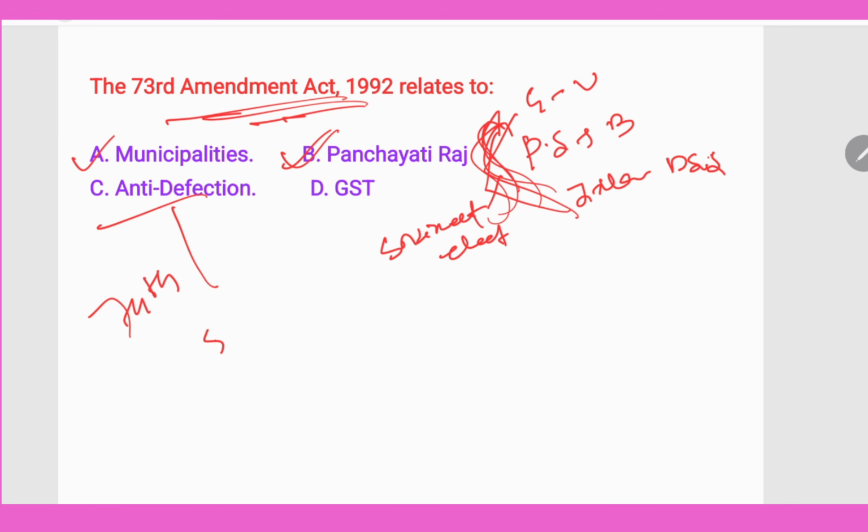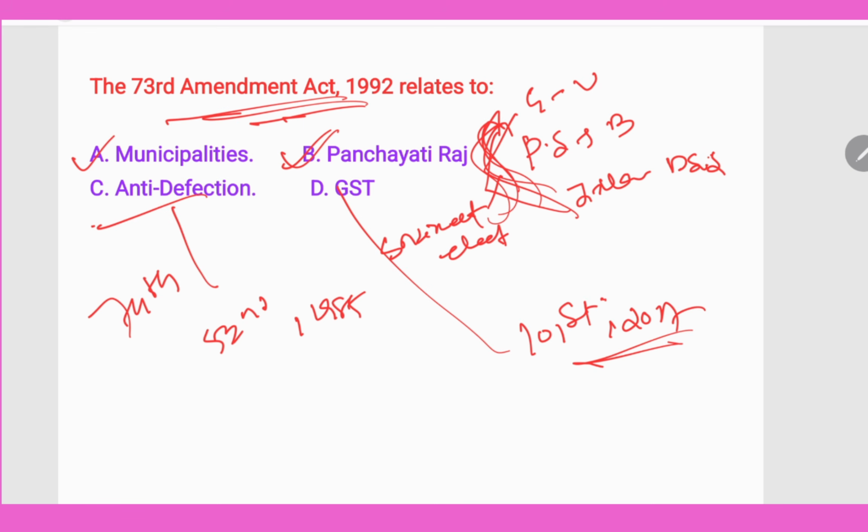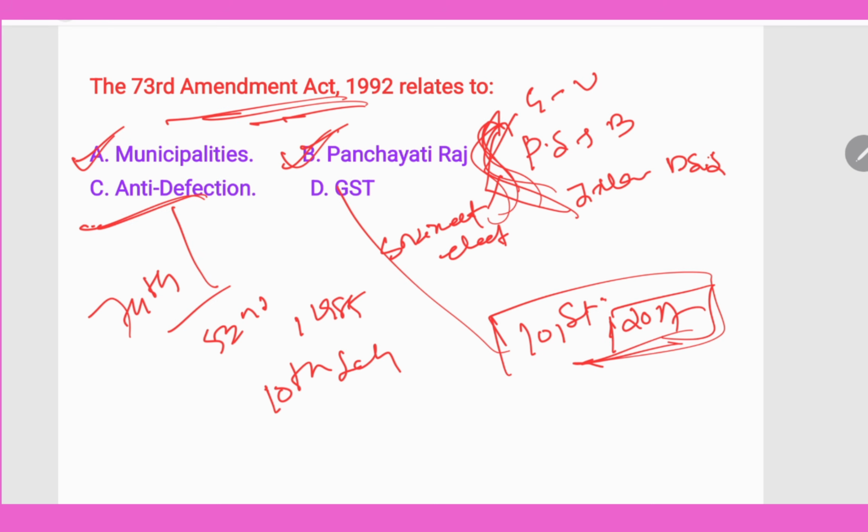Anti-defection law, 52nd Amendment 1985, anti-defection law. GST 101st Amendment 2017. Remember, municipality 74th, Panchayat 73rd, anti-defection law 52nd Amendment, our 10th Schedule, and GST 101st Amendment 2017, and 122nd bill.